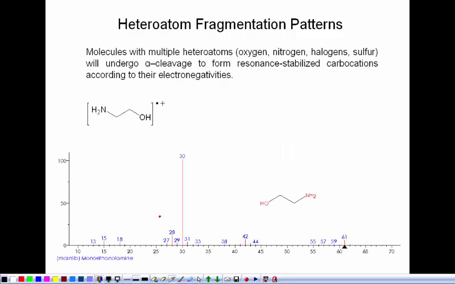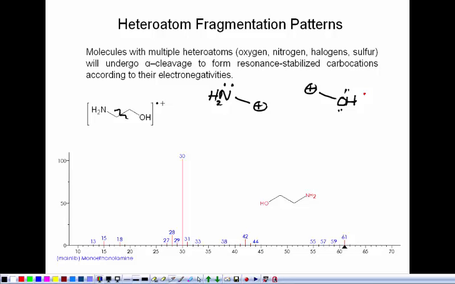There's only 2 more, and this one I'm going to talk about in a little bit of depth, and then the other one we'll just kind of look at. Here's another heteroatom fragmentation. So I've got a nitrogen and an oxygen, and I'm going to break that carbon-carbon bond. So here are my 2 possible carbocations: an NH2 with the plus charge, and the plus charge with the OH. Okay, there are my 2 possibilities.